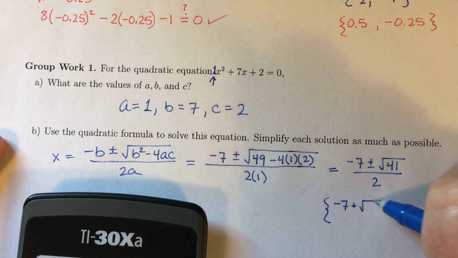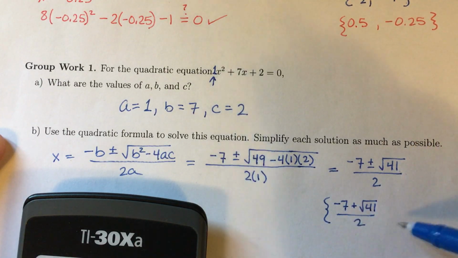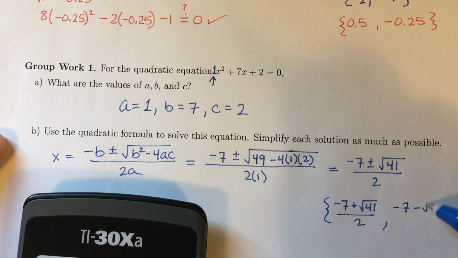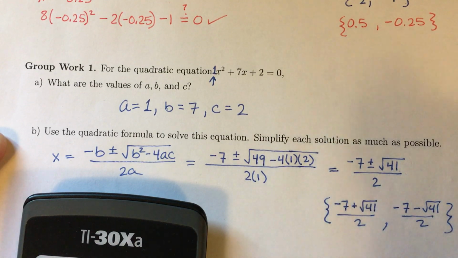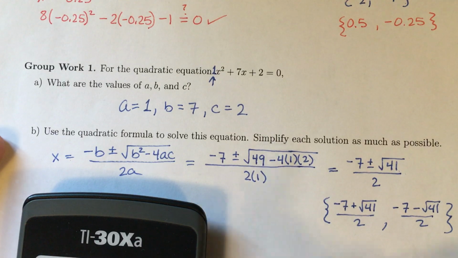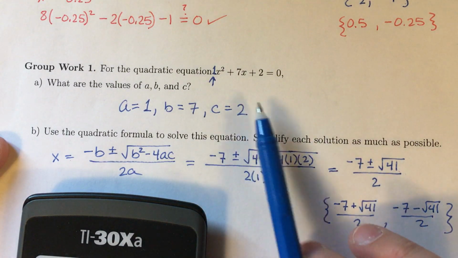Negative 7 plus square root of 41 over 2, and negative 7 minus square root of 41 over 2 are our two solutions. If you put these in your calculator, you can get an approximation for the answer, and that would help you check if you wanted to.